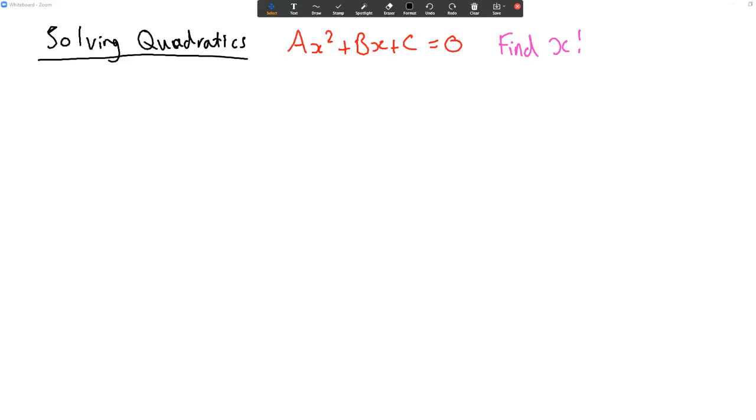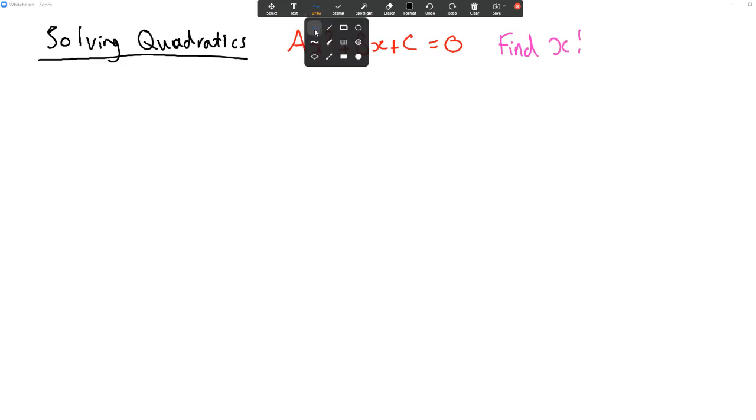Last time we learnt how to factorize and expand quadratics, which are, as you can see, in this form here: ax squared plus bx plus c equals 0. But now what we want to do is solve quadratics. In other words, we want to find what x is.